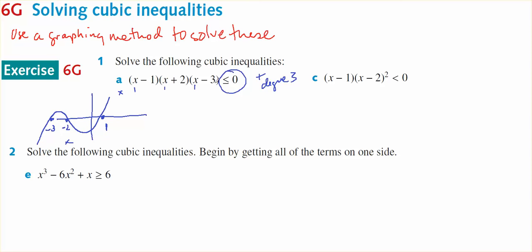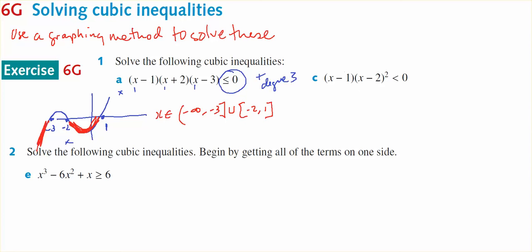Now I want to see where it's less. It's less down here and it's less down here. And I need to give the x values that correspond to the cubic being less than or equal to 0. So I want x in an element of minus infinity through to minus 3, inclusive of minus 3 because it's also equal to 0, union from minus 2 to 1.